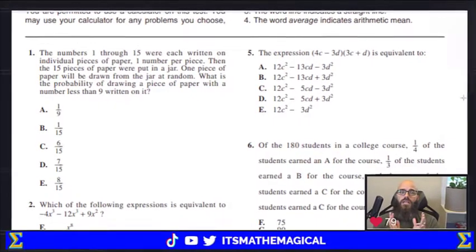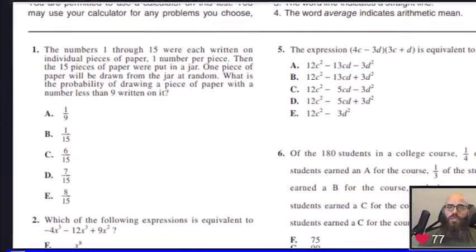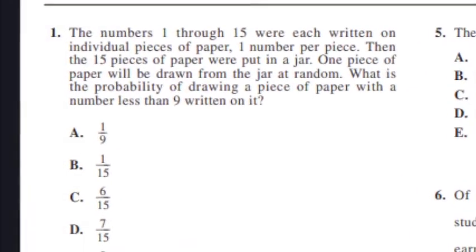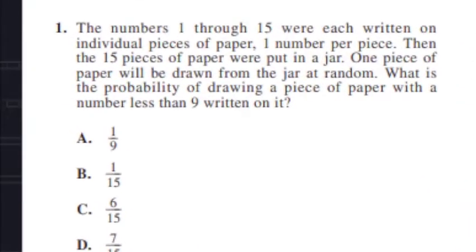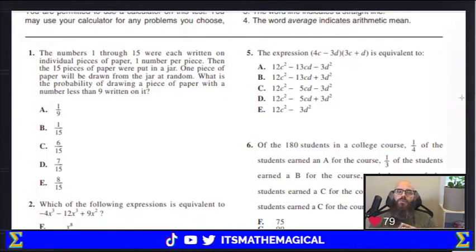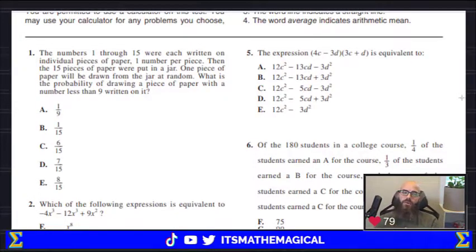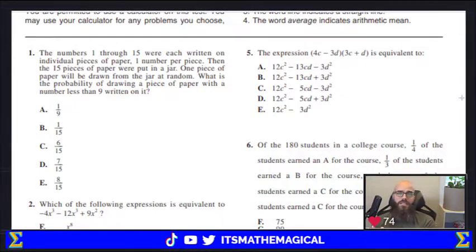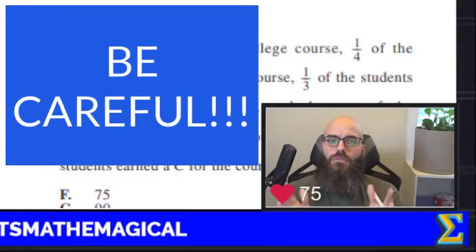Number 1 says the numbers 1 through 15 were each written on individual pieces of paper, one number per piece. Then the 15 pieces of paper were put in a jar. One piece of paper will be drawn at random. What is the probability of drawing a piece of paper with a number less than 9 written on it? They're trying to make sure you understand what less than 9 means. In other words, all the numbers that are strictly less than 9, that does not include 9. So do be careful here.